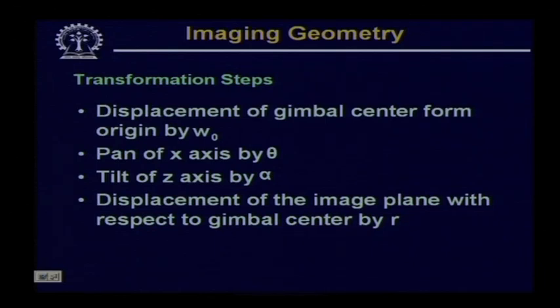So, the type of transformations that we have to apply is, first, a transformation for the displacement of the gimbal center from the origin of the 3D world coordinate system by vector w naught, followed by a transformation corresponding to the pan of the x axis of the camera coordinate system by theta, which is to be followed by a transformation corresponding to the tilt of the z axis of the camera coordinate system by angle alpha, and finally, the displacement of the camera image plane with respect to the gimbal center by vector r.